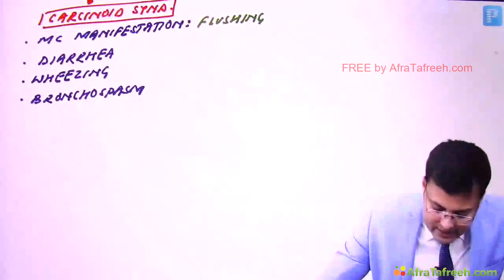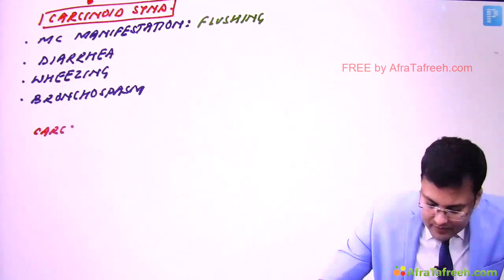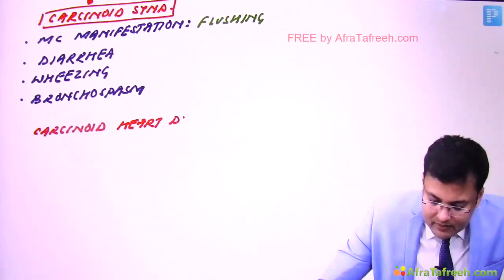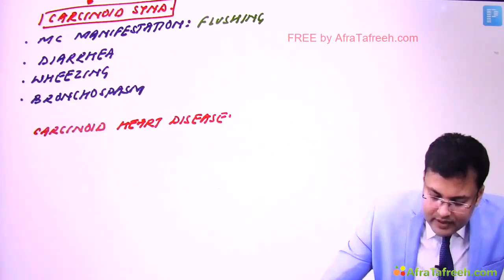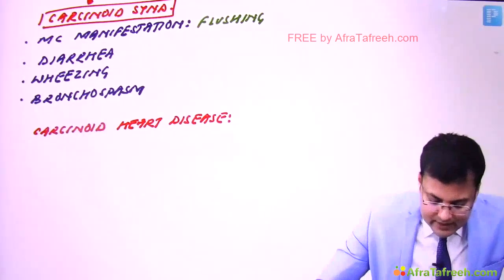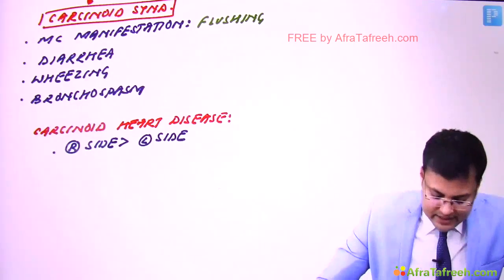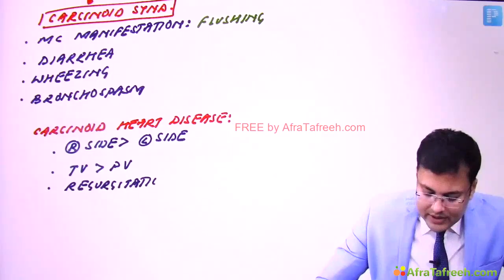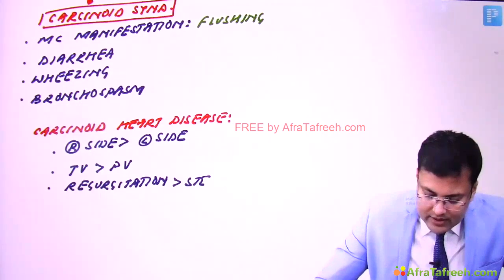Okay. So see, carcinoid heart disease. Three important points, since catabolism of serotonin occurs in pulmonary capillaries. First, the right side of the heart is more commonly involved than the left side. First principle. Second, tricuspid valve is more commonly involved than pulmonary valve. And third important point here, regurgitation is more common than stenosis.